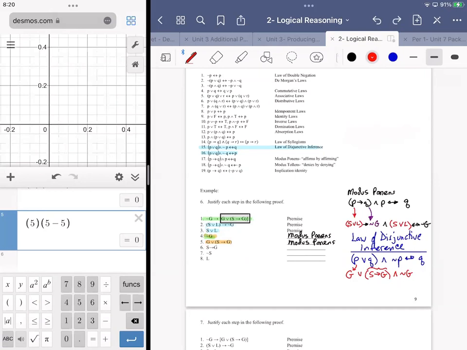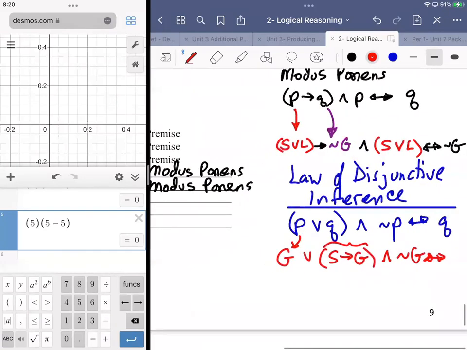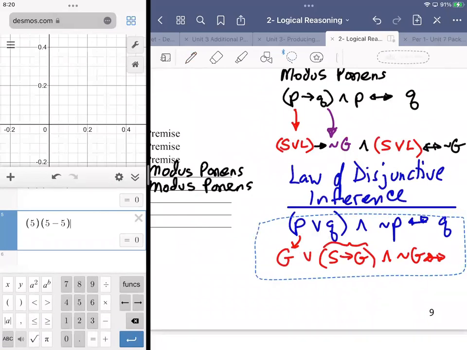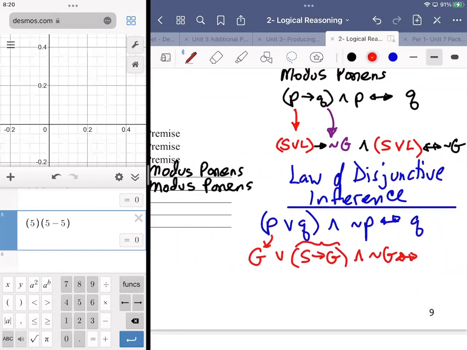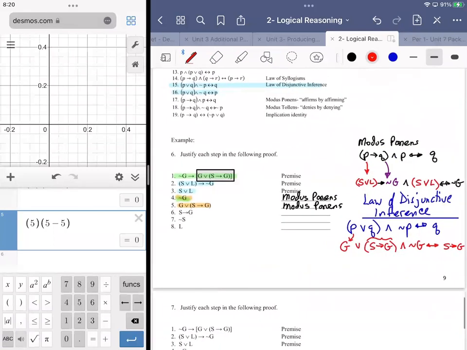If I'm telling you that this is the true statement, then its opposite must be false. So that tells me as a conclusion, if it's a choice between the two, G or S implies G, well, it can't be the G, so it must be S implies G. And so that's the law of disjunctive inference in my sideways arrow. I just abbreviated the living daylights out of that.